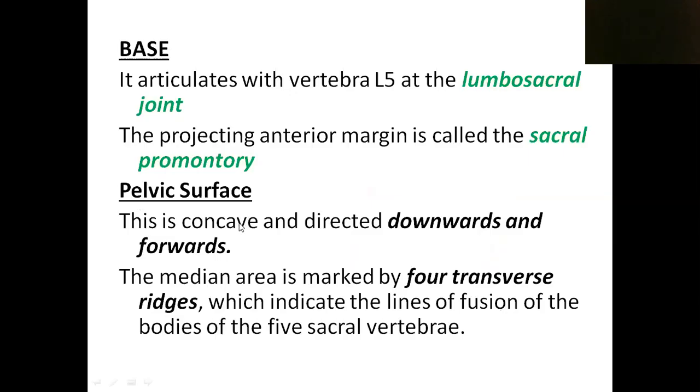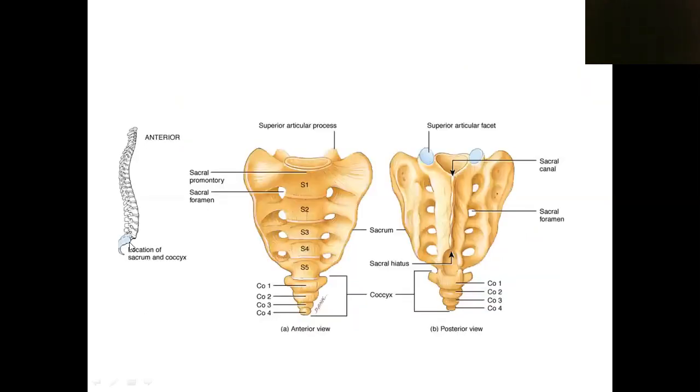Now the pelvic surface. The pelvic surface directs downward and forward. See, this is the anatomical position. This is the pelvic surface which directs downward and forward. This is the front aspect, the anterior side, and this is the posterior side. So the pelvic or anterior surface directs downward and forward.